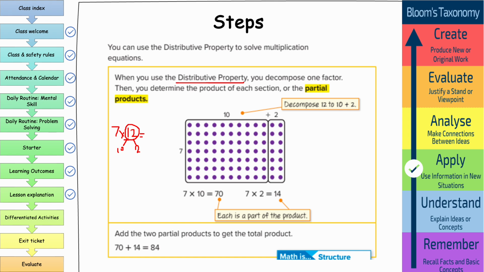Now I have an array model here. So 7 times 10 plus 2, or 7 times 10 and 7 times 2. When I find the answers, which are 70 and 14, I will add them together to find the final answer, which is 84. So the answer will be 84.